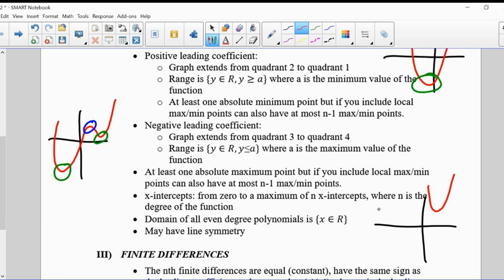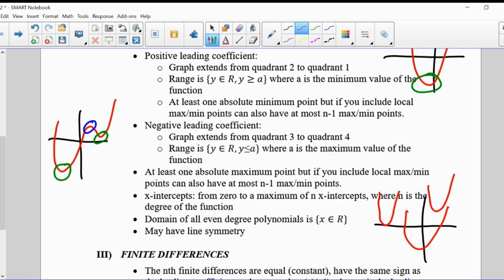Some of them do. So you can have the case of it just touching the x-axis. You can have the case of it going through the x-axis. So you have all three possibilities, right? You can have no x-intercepts. You can have up to a maximum of whatever the degree of the function is. So if it's degree 2, so this is a quadratic here, it can have up to 2 x-intercepts. So it could be either 2, 1, or 0.